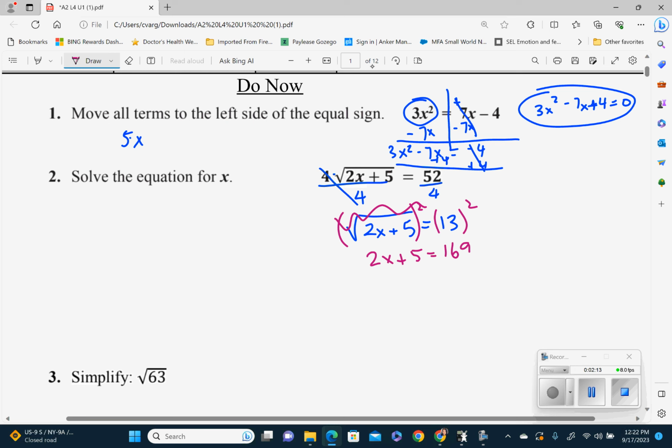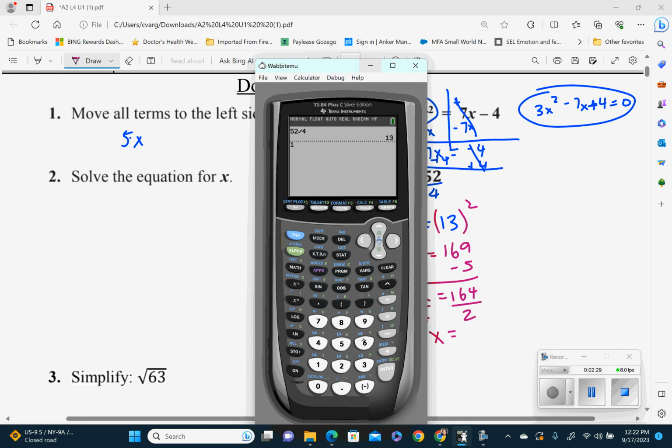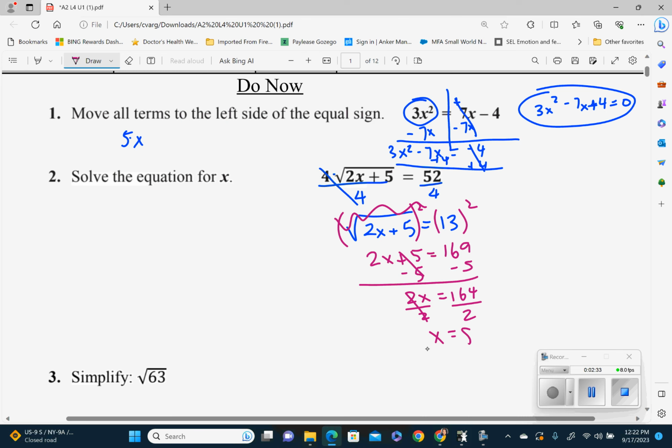And we've got to get the x by itself, minus 5 from both sides, and you get 2x is equal to 164. Divide by 2, again, because that's multiplication, so we want to get rid of it. So we do 164 divided by 2, hit enter, and that gives us 82.